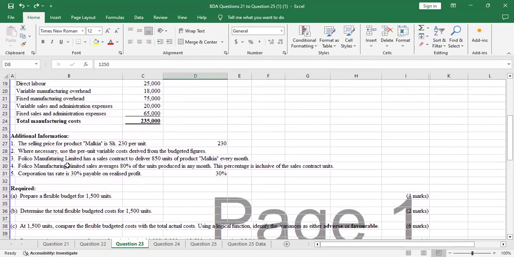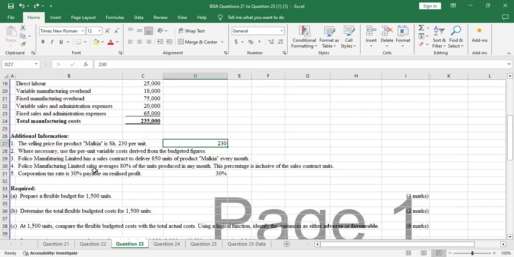Additional information, number one, the selling price for product Malkia is shillings 230 per unit. Number two, where necessary, use the per unit variable costs derived from the budgeted figures. Three, Folico Manufacturing Limited has a sales contract to deliver 850 units of product Malkia every month. Number four, Folico Manufacturing Limited sells on average 80% of the units produced in any month. This percentage is inclusive of the sales contract units, inclusive of the 850 units.